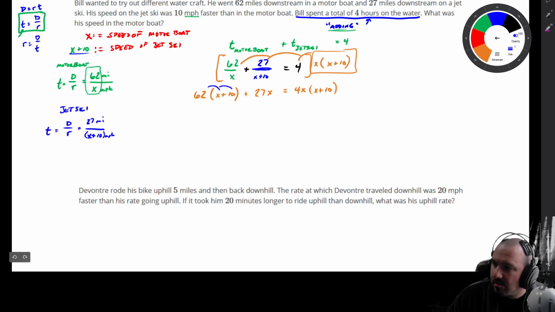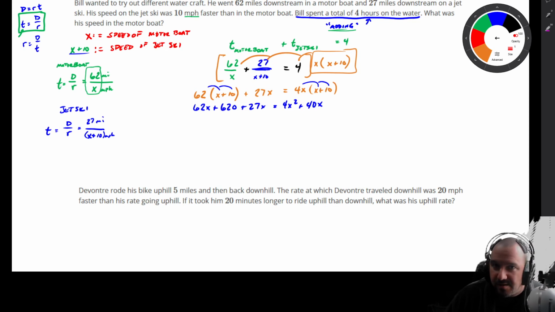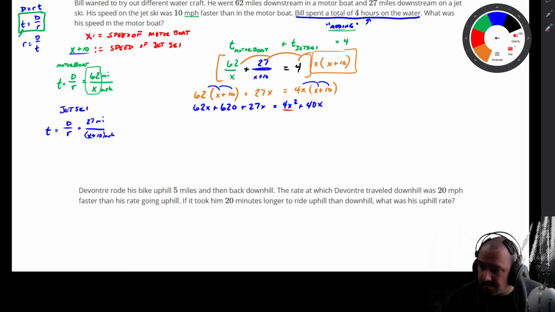All right, so drawing my little things in here because otherwise I'll screw it up. 62x plus, and then multiplying by 10 adds a 0, so it's just 620, plus 27x is equal to 4x squared plus 40x. It's up to you how you want to do this. I typically do not combine like terms. I just move everything over to one side. You'll notice that I have an x squared term. That just says get everything to one side and then make the other side 0.